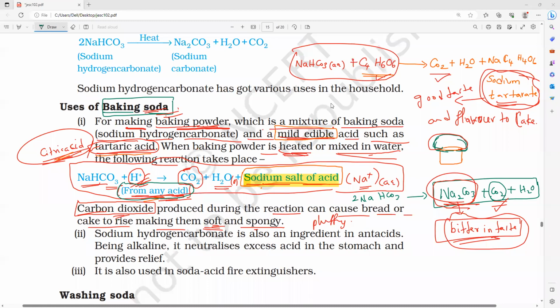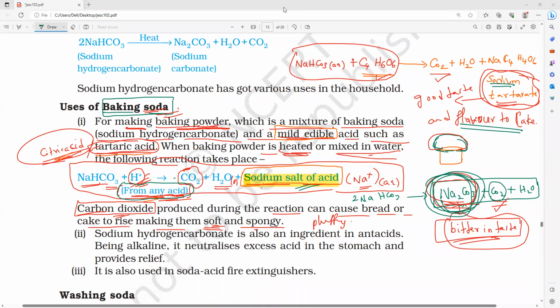So what is happening? This acid is reacting with whom, guys? This is an internal reaction. The acid is reacting with the sodium carbonate and forming the sodium salt of the acid, and this does not have a bitter taste. It has a good taste and will add flavor as well as good taste to the cake. Do you understand? Yes. So this is the importance of baking powder.